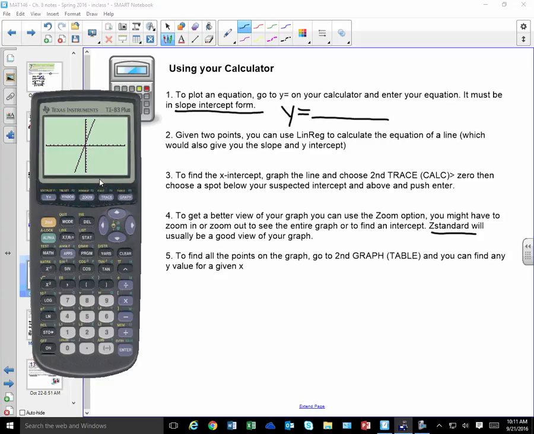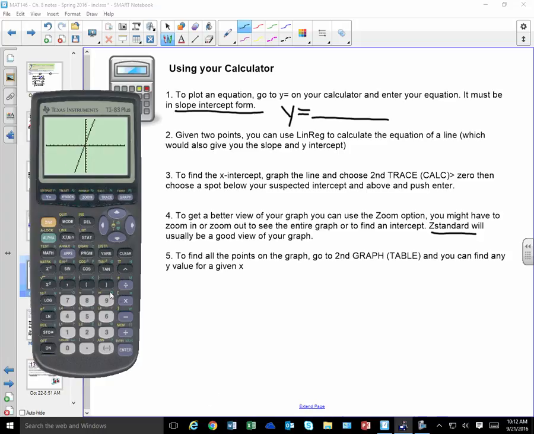So for most situations, that's going to give you a pretty good view of the graph, okay? Now, if you've got some really high values of X or Y or whatever, then you may need to adjust your zoom in another way by zooming out or zooming in. But for most cases, doing that zoom standard is going to give you a pretty good view of the graph. Okay, so what else can I do with this one?